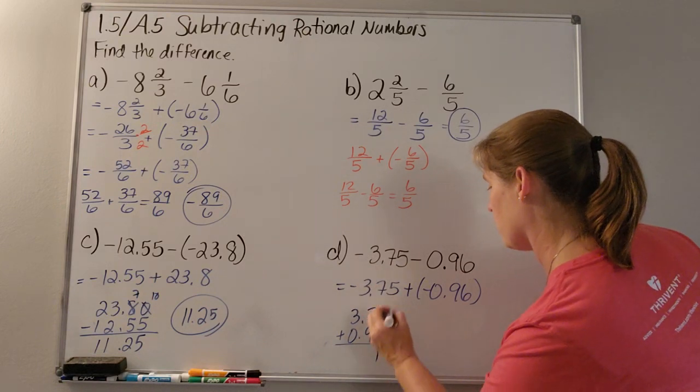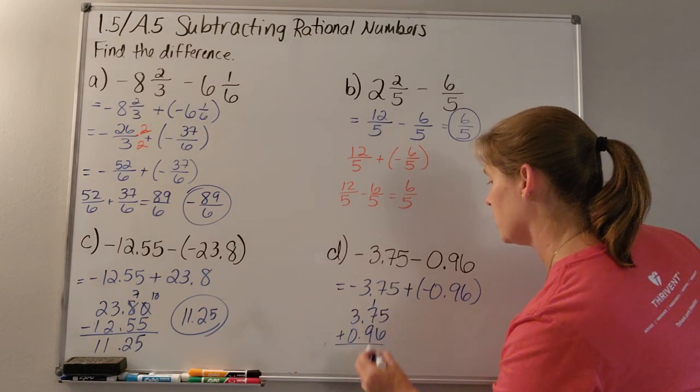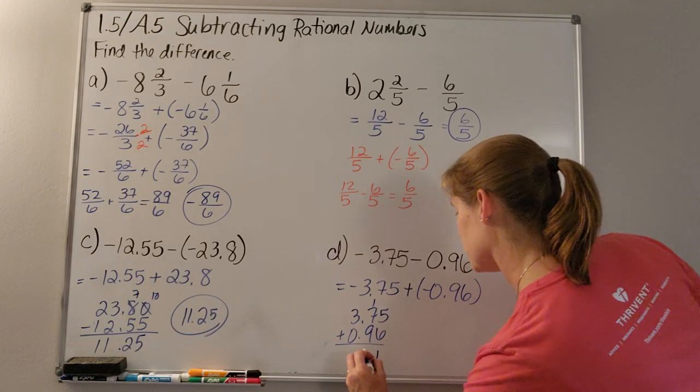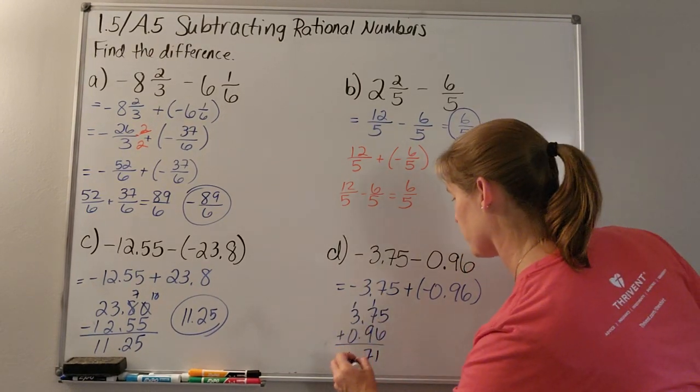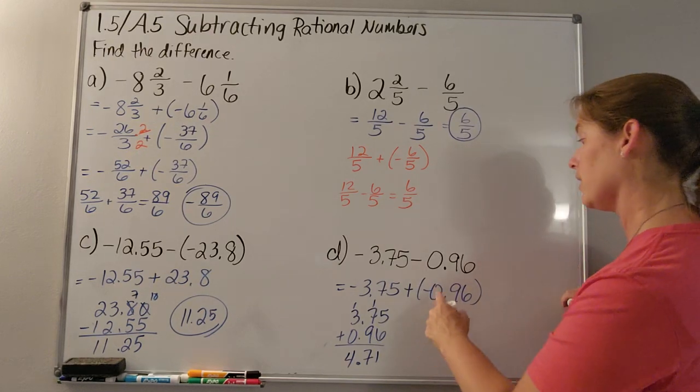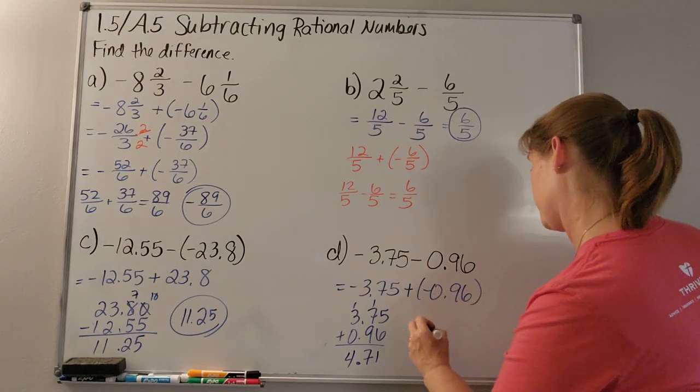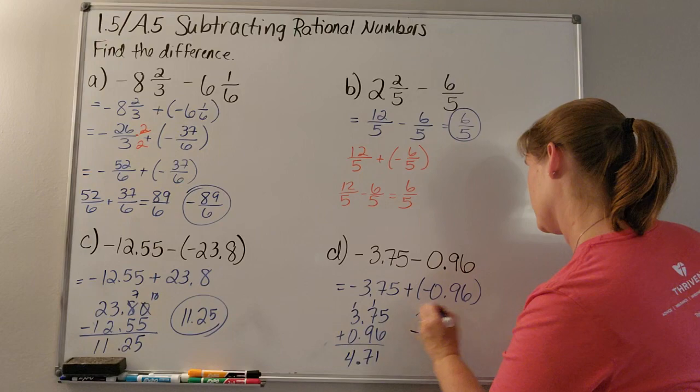Go. And add: 5 plus 6 is 11, carry the 1. 7 plus 9 is 16, plus 1 is 17. Carry the 1, bring down the decimal point. 3 plus 1 is 4. And why is it negative? That's right, signs were negative. So we have negative 4.71.